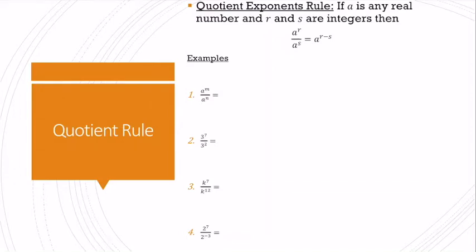Our next rule is the quotient exponents rule. So when we multiply, or are taking the product of exponents, we add their exponents. When we're dividing, we're going to subtract. Now, why does this work?